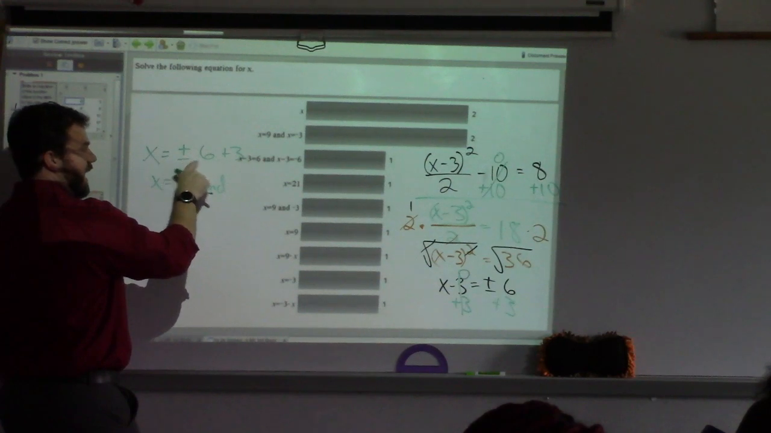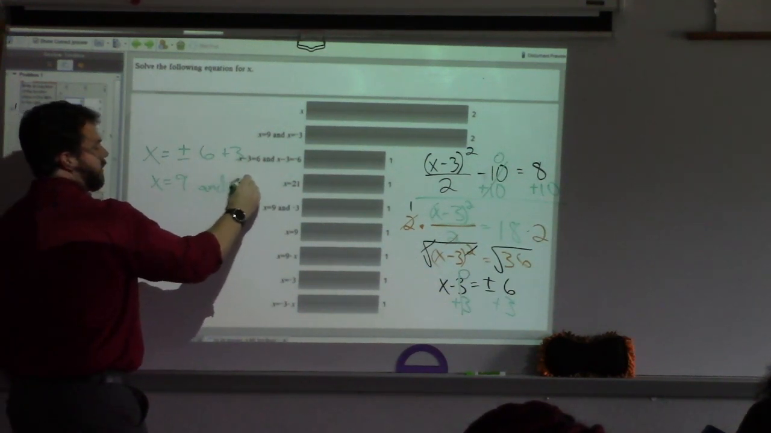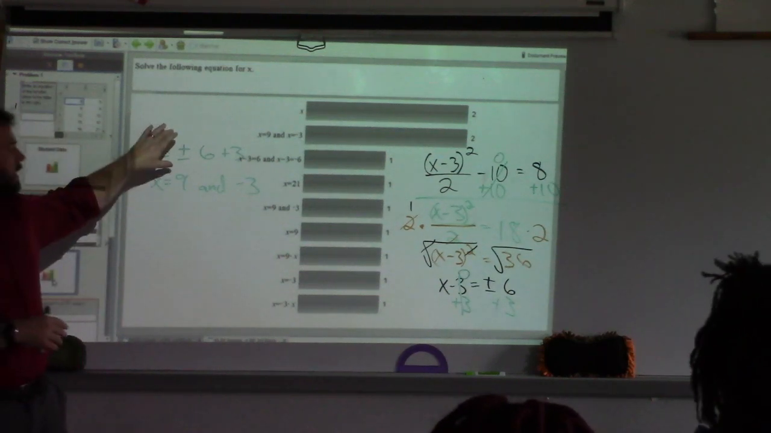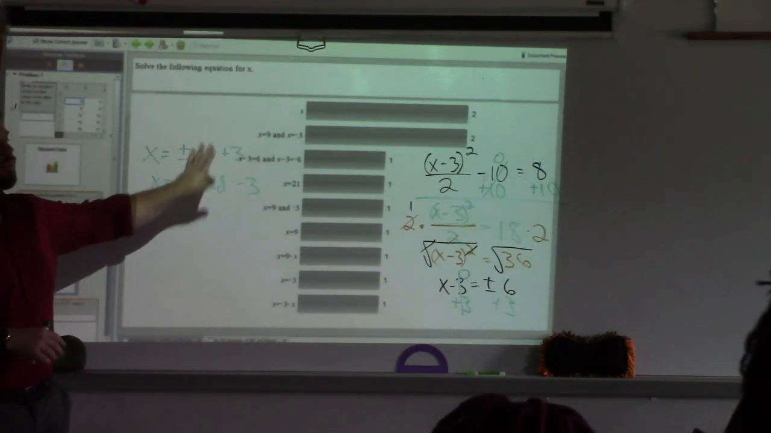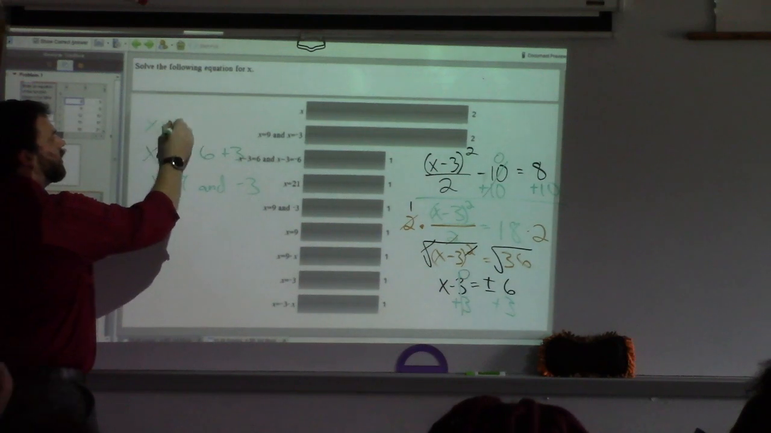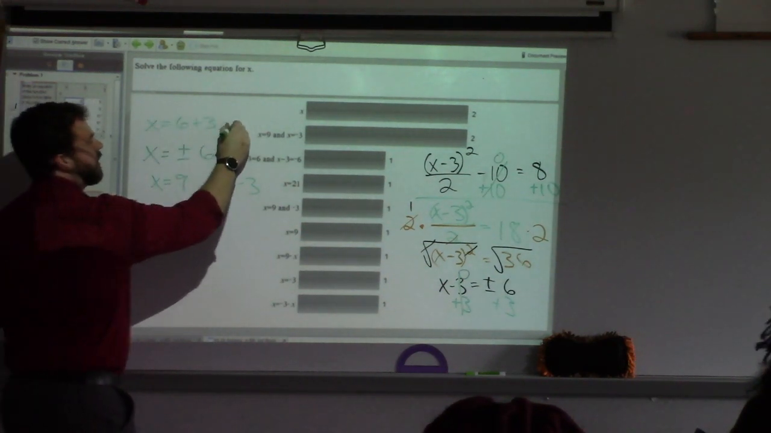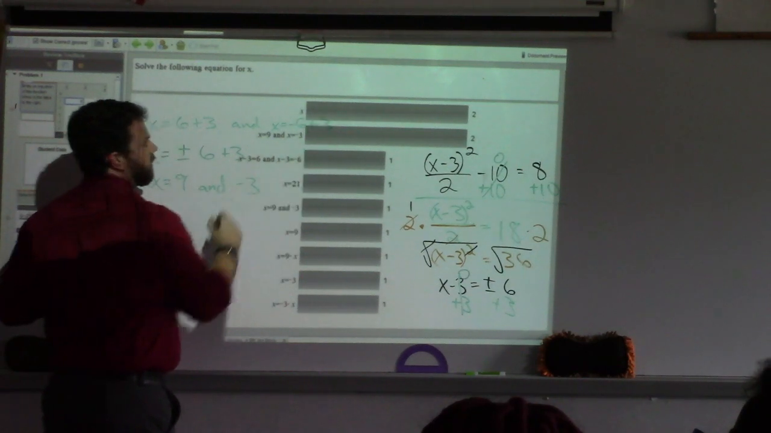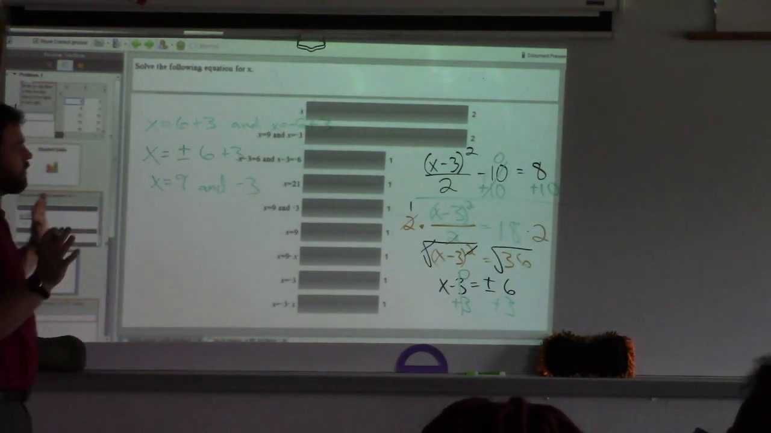And, well, what's negative 6 plus 3? Negative 3. So, notice it's not just positive or negative 9, that's why it is a positive or negative 6, but then we have to add 3. If you want to, you can split it up as a positive 6 plus 3 and a negative 6 plus 3. And that's fine, you do what you want.